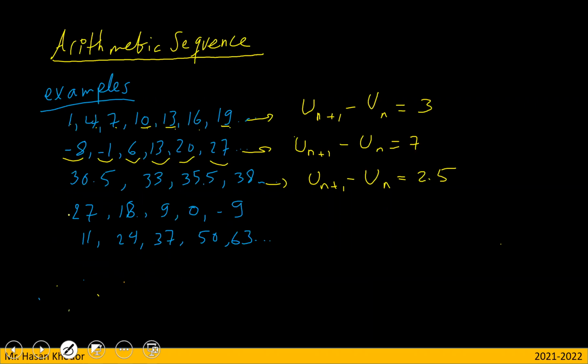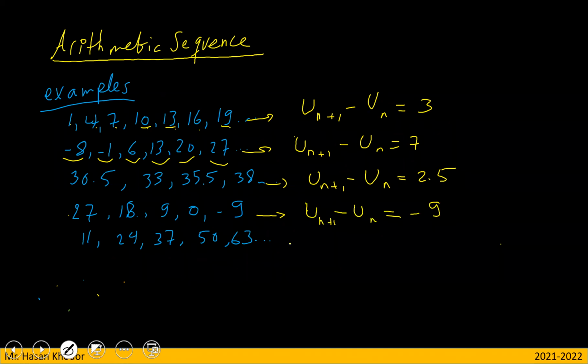So let's look at the fourth example. We have here 27, 18, 9, 0, minus 9. If we subtract them, what will we get? 9. No, not minus 9. Minus 9? Negative 9, yes. So this sequence is decreasing by 9.